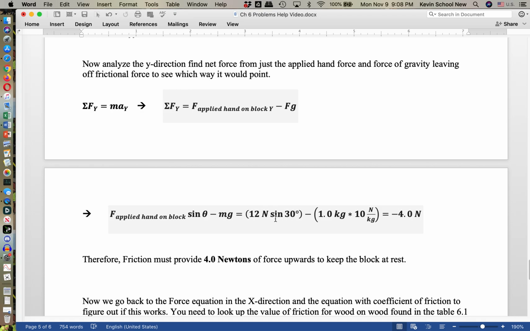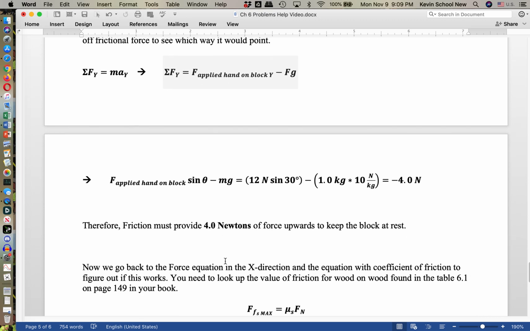If your calculator is in degree mode, that should be 6. And then I have 1 times 10 for 1 kilogram times 10 newtons per kilogram. Gives me a total of 10 newtons for my gravitational force. So I have 6 minus 10 gives me a minus 4 newtons. So that means that I would have to have a positive 4 newtons of friction to keep the block at rest. So since I have a downward force of 4 newtons here, the block would be accelerating if not for friction of 4 newtons.